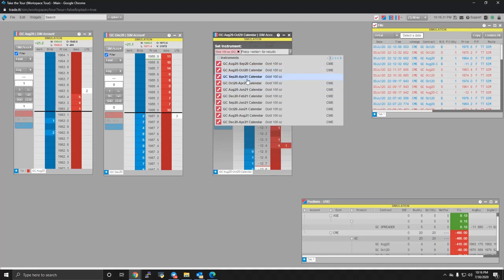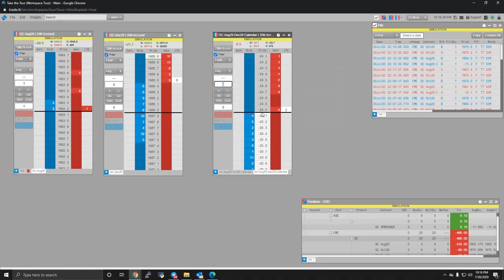Just had to take a look for it. August, December. Here it goes. So here's the calendar spread for August, December. Let's get long the August contract. Now, how do we get out of that?